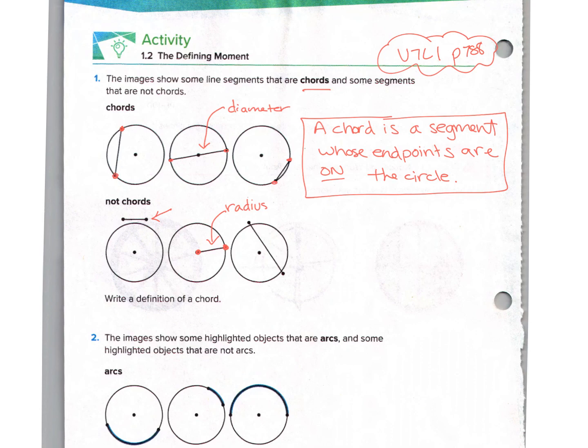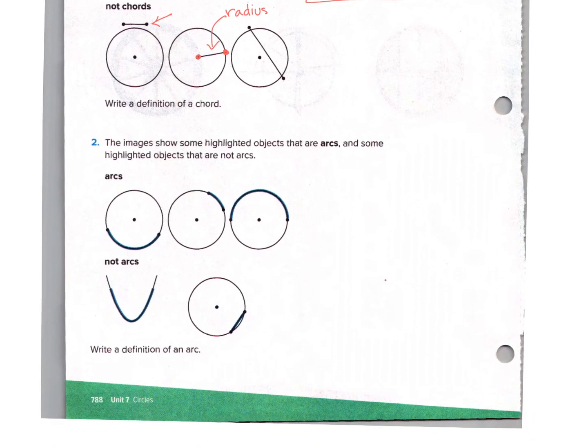Let's move down to number 2, and we're looking at arcs that are on our circle. So arcs we name with capital letters. For example, if we name this A and this endpoint B, then this is said to be arc AB, and we write that with a capital A, capital B with an arc symbol above it.